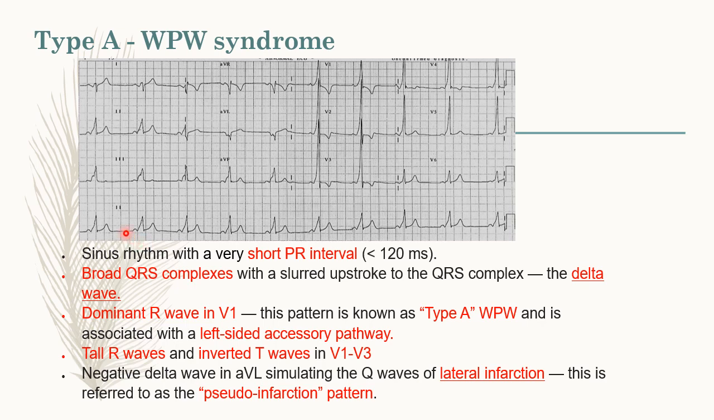Now I'll repeat. Sinus rhythm with a very short PR interval, less than 120 milliseconds. Broad QRS complexes with a slurred upstroke to the QRS complex, the delta wave. Dominant R wave in V1. Tall R waves and inverted T waves in V1 to V3. Negative delta wave in aVL simulating the Q waves of lateral infarction.